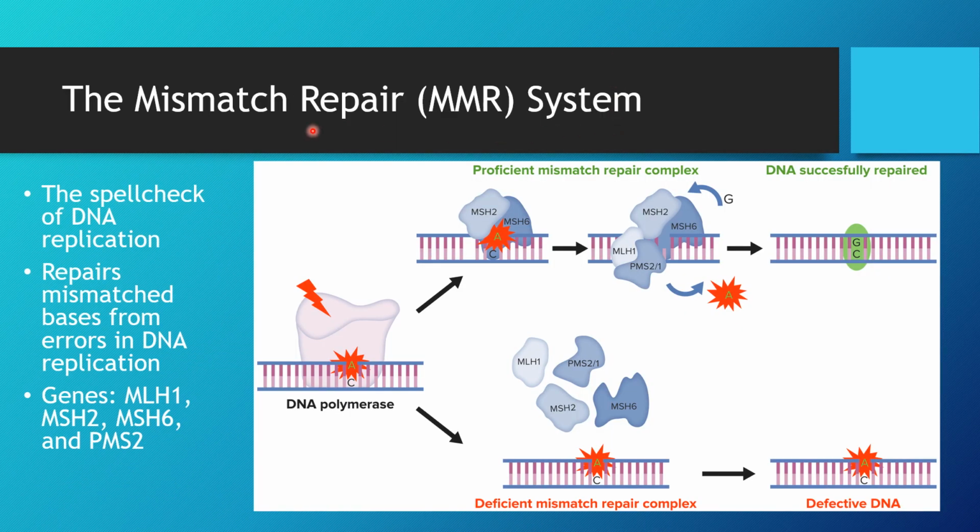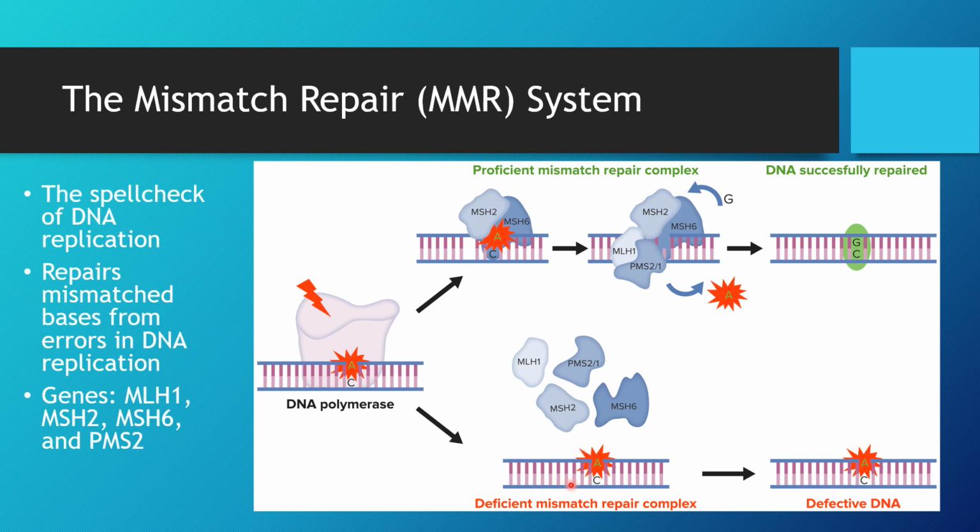So, the mismatch repair system, or MMR system, its function is to serve as the spell check of DNA replication. How it functions is you have four protein subunits that come together to form a complex that locates mismatched bases and repairs them. The protein subunits are encoded for by the MLH1, MSH2, MSH6, and PMS2 genes. If any of these genes acquires a deleterious mutation so that one of these subunits is no longer able to function properly, this whole complex no longer works.